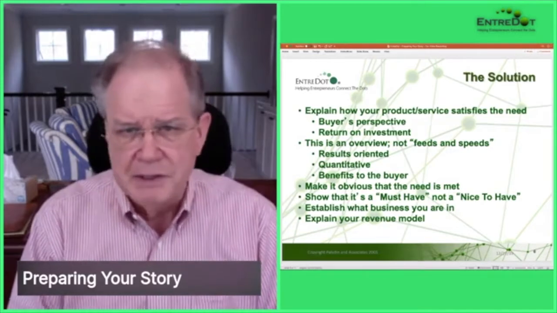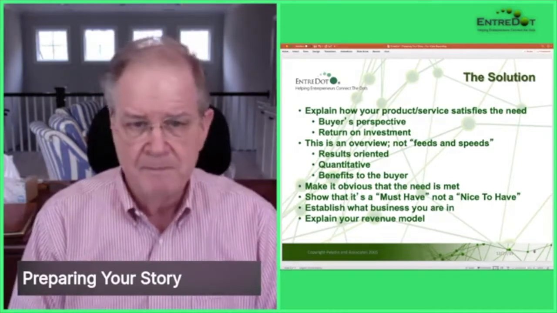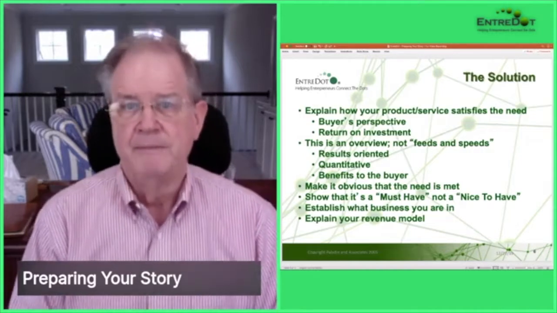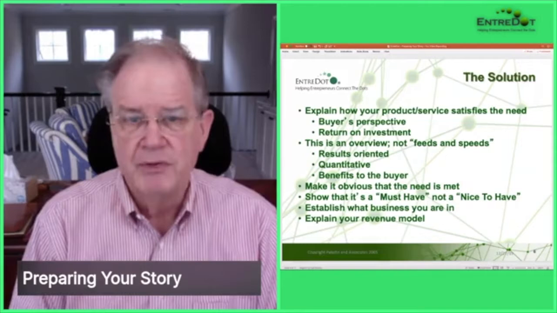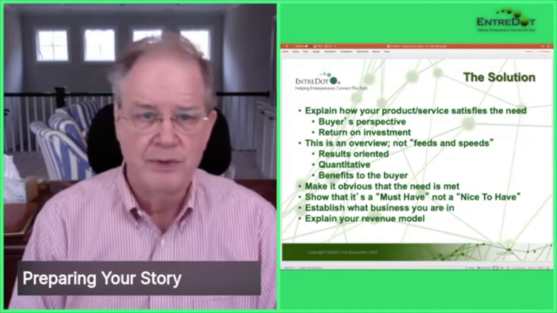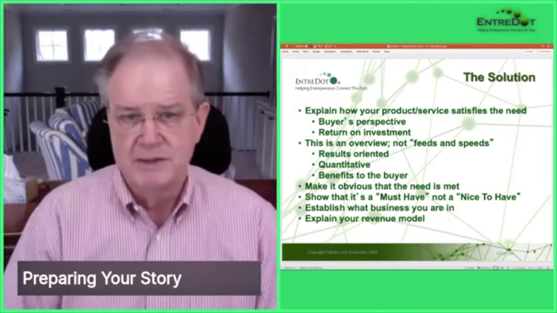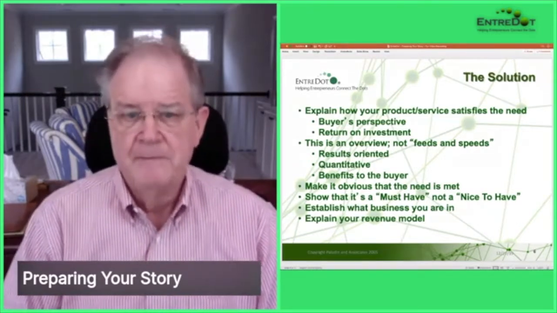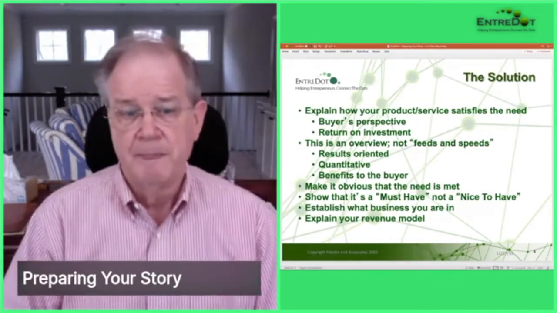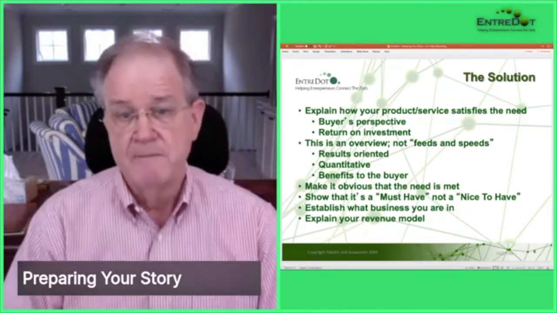This is not all the feeds and speeds at this time and every single feature described in detail, not at all. This is all results-oriented, quantitative benefits to the buyer, said in a few simple sentences per point. Not ad nauseum with screenshots or wireframe examples of their website, nothing like that. Get to the point quickly, the most important points that relieve the pain they're in, and make it obvious that this need that you just got through talking about in the previous slide has been met.